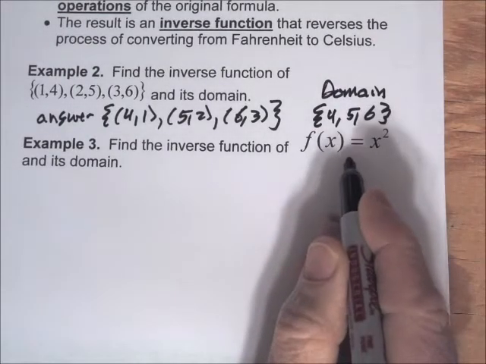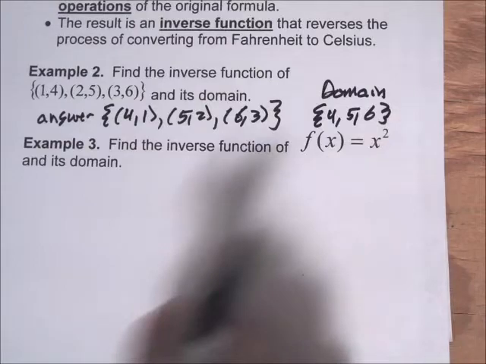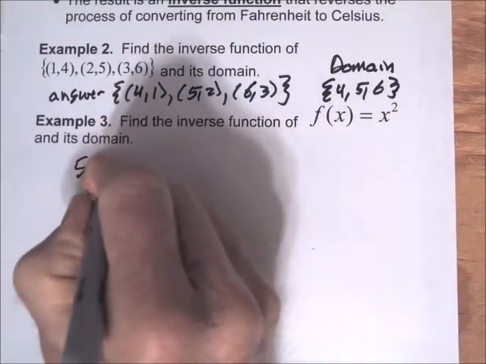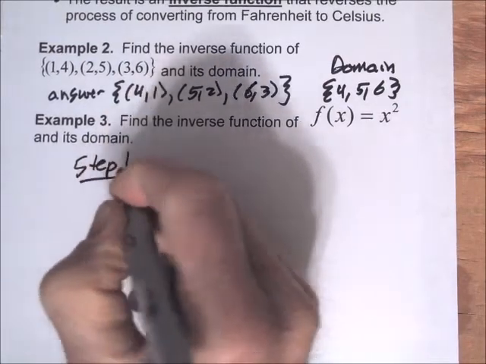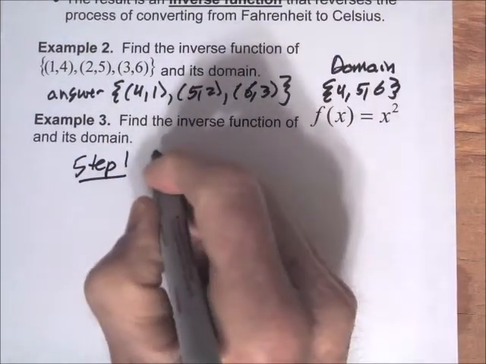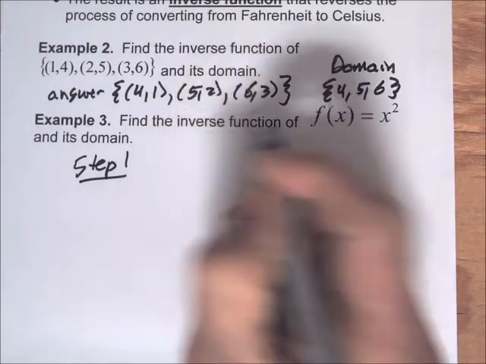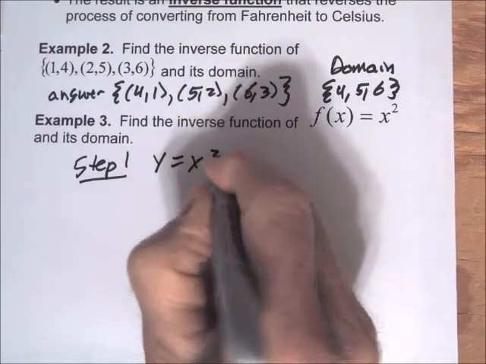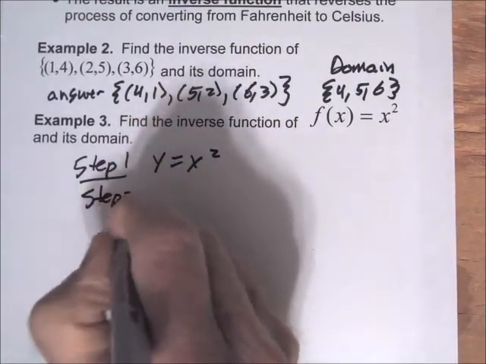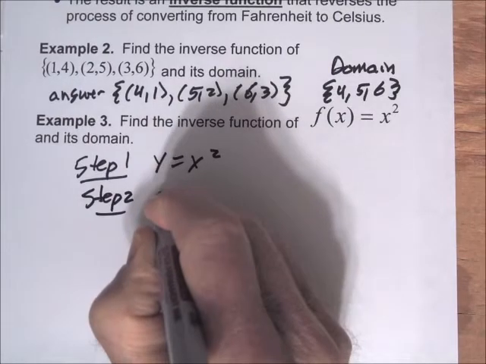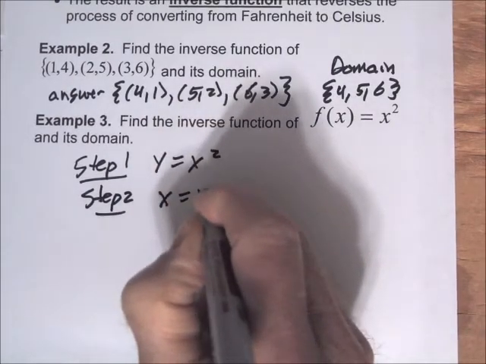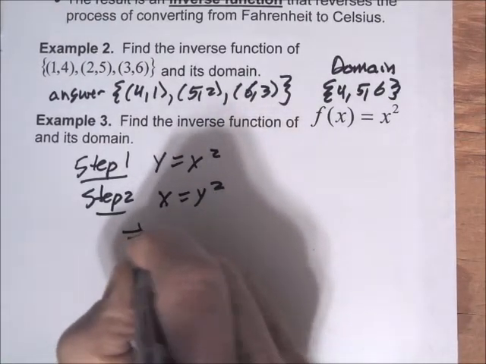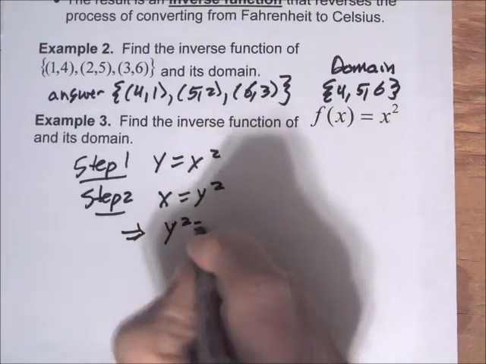Inverse function of f of x equals x squared. There's a procedure we can go through. This function actually, the inverse is not a function, but we'll go through the procedure anyway. The first step is, instead of f of x equals, we want to write y equals. And then step 2, switch x and y and solve for y. So we'll have x equals y squared. Usually it's traditional to put whatever you're solving for on the left, so we write y squared equals x.